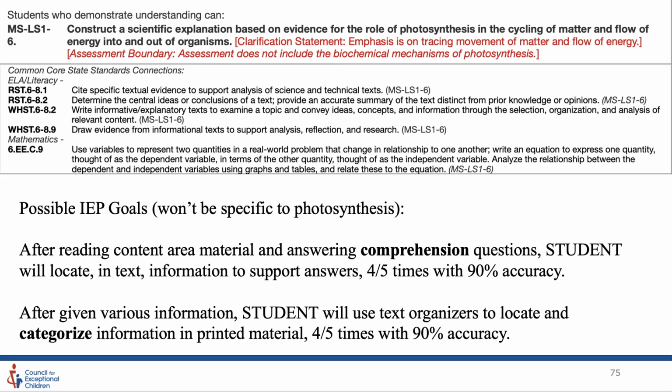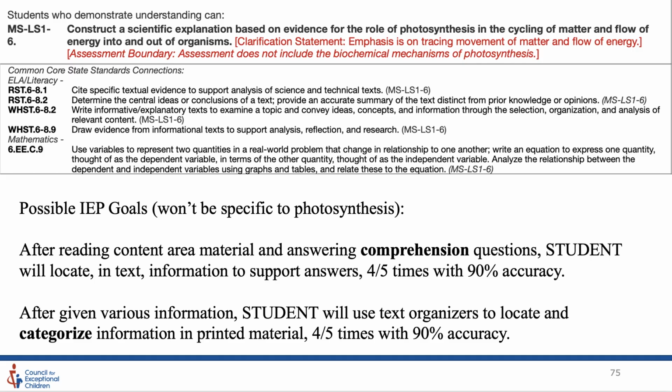So when we look at a standard like this one, this is a science goal where we're constructing scientific explanations based on evidence for the role of photosynthesis in the cycling of matter and flow of energy into and out of organisms. That sounds like a mouthful. Well, what is the IEP goal going to sound like related to this? Because we don't usually have IEP goals for science specifically, and it certainly isn't going to be about photosynthesis.